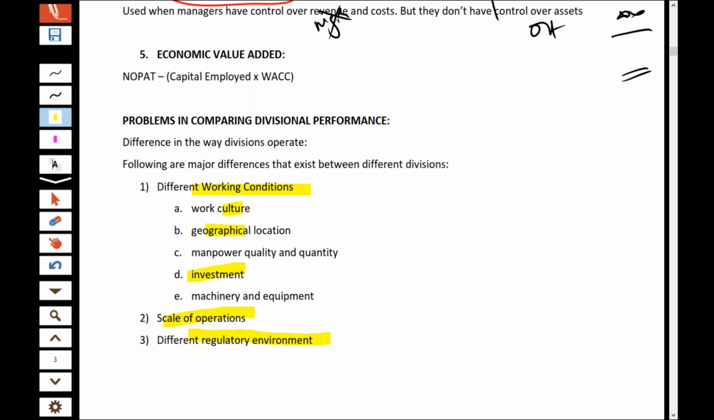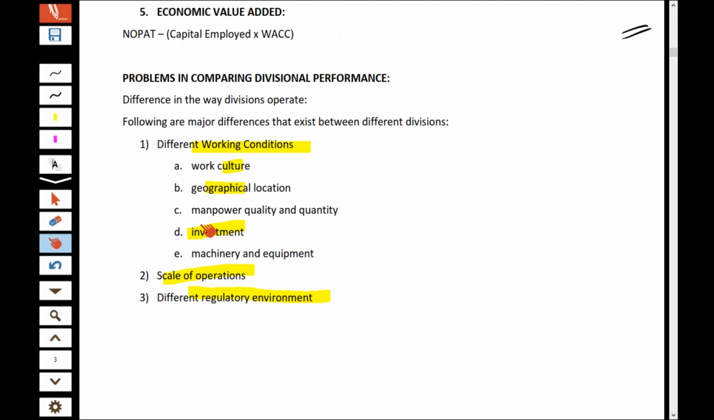Basically, it actually depends upon what sort of regulatory environment you are operating in. So that's the regulatory operating environment. That is also going to have an impact upon how our division operates. So when I talk about divisionalization, you need to understand that when it comes to measuring the performance of our division, these are the multiple things that you would have to keep in mind.